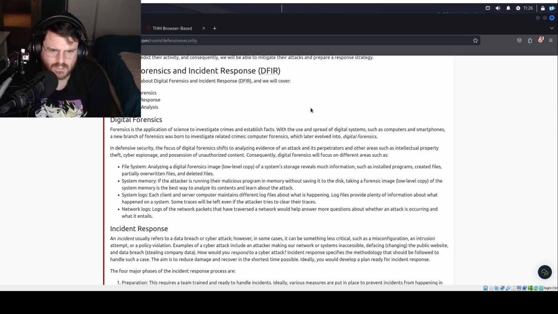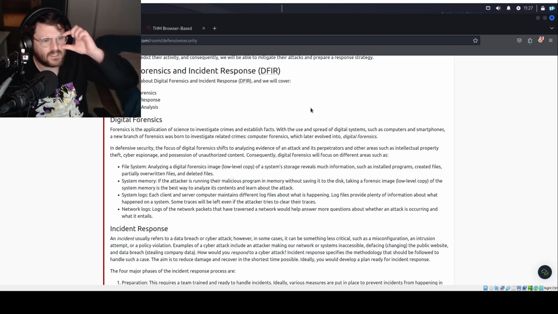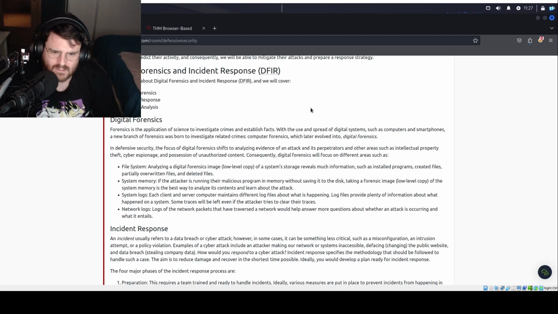System logs. Each client and server computer maintains different log files about what is happening. Log files provide plenty of information about what happens on a system. Some traces will be left even if the attacker tries to clear their traces. Network logs. Logs of the network packets that have traversed the network would help answer more questions about whether an attack is occurring and what it entailed.